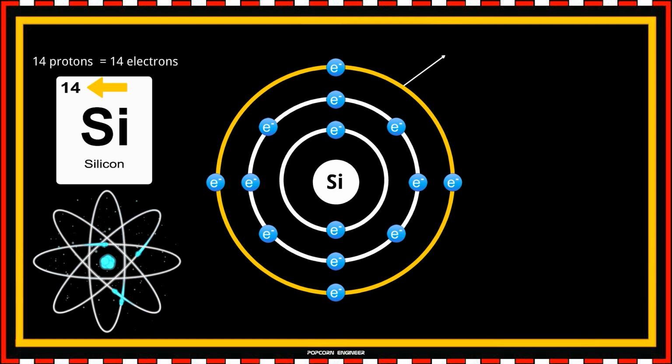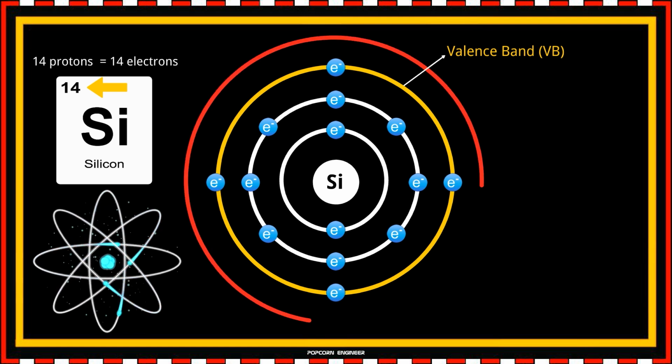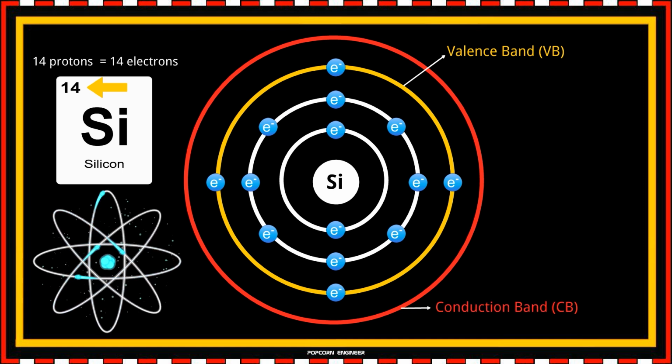The outermost shell is called the valence band, and the 4 electrons sitting there are called valence electrons. Well, now there is another energy level above that. It's normally not occupied by any electrons, and we call that the conduction band. For an electron to become conductive, it needs to gain enough energy to jump from the valence band up to the conduction band. Once it makes that jump, it's free to move, and that's how it can conduct electricity.